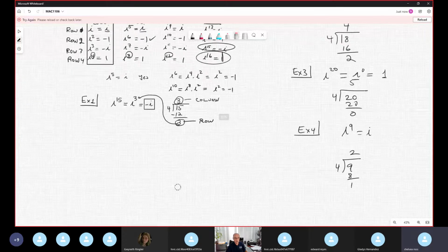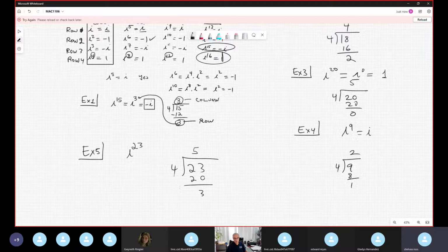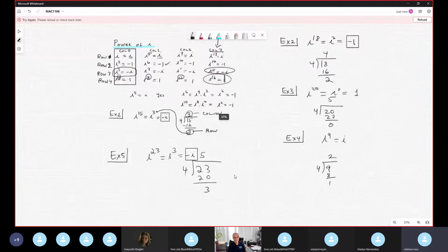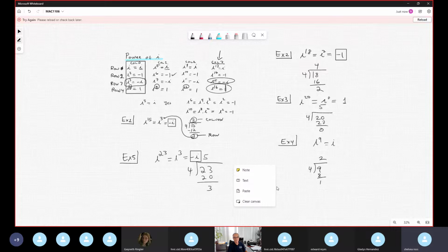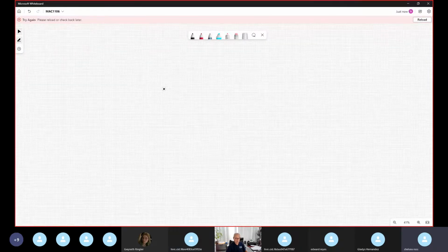Let's do one more. Suppose i to the 23. Example 5. You take 23 and divide it by 4. 5 times 4 is 20, 6 times 4 is 24, which is too much. So 5 times 4 is 20, remaining 3. Therefore, this is equivalent to i cubed. And I know very well that i cubed, look at that, is negative i. Don't leave it like that because it's incomplete. The solution is not just negative. Good? Now you understand? Yes or no? Excellent. Okay, now I go back to the complex numbers.